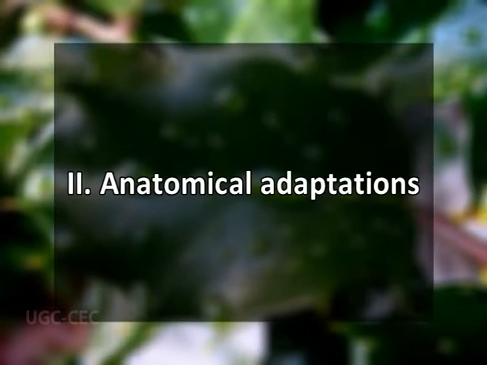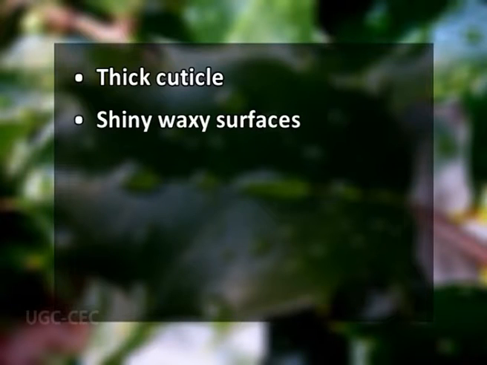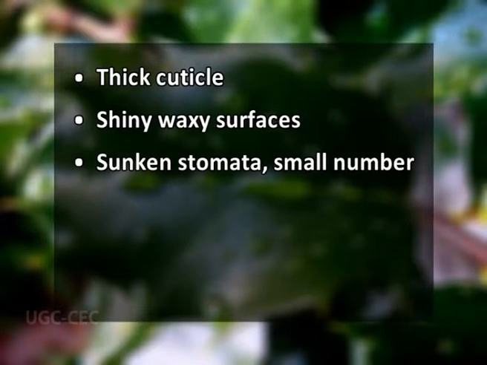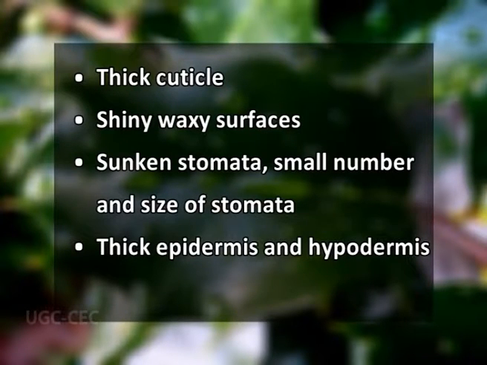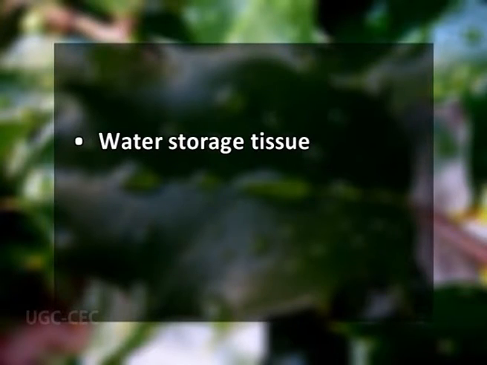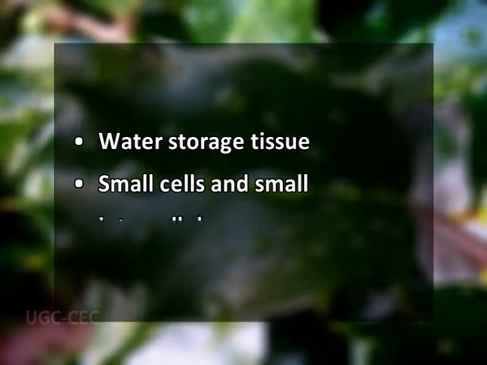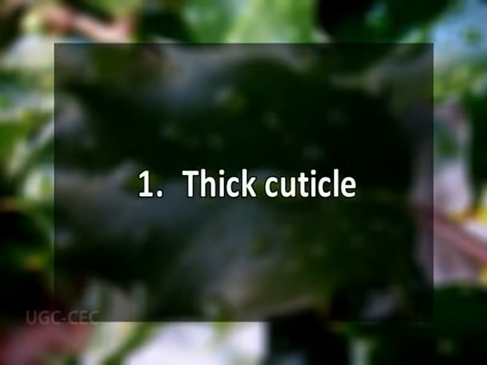Now we come to the second category or class of adaptations shown by the leaves to water stress. These are the anatomical adaptations. The anatomical adaptations shown by leaves to water stress include presence of a thick cuticle, shiny waxy surface, sunken stomata, small number and size of stomata, thick epidermis and hypodermis, bulliform cells, as we have in the grass leaves, water storage tissue, small cells and small intercellular spaces. The first one is the thick cuticle.